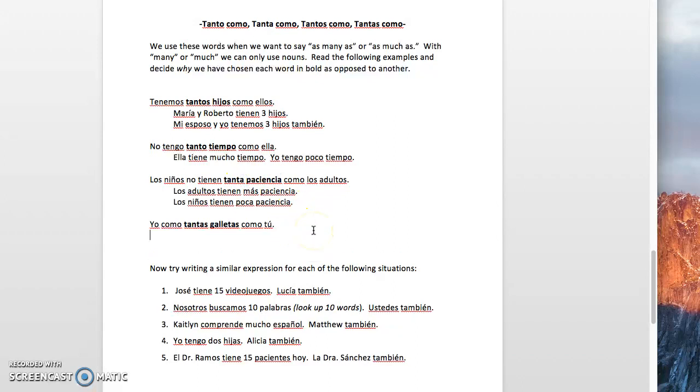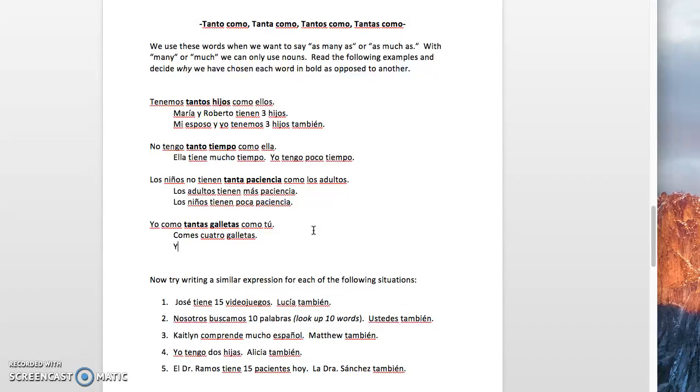Yo como tantas galletas como tú. ¿Comes 4 galletas? Cookies. Yo también como 4 galletas. Yo como tantas galletas como tú porque es femenino y plural. Okay, so now try writing a similar expression for each of these.